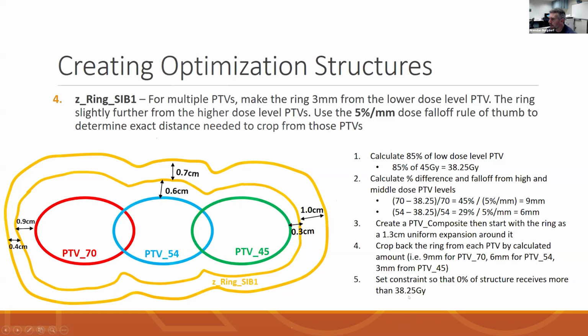And so you can see we're able to use just this one value of 38.25 gray because we calculated the fall off from each PTV to what it would take to get to that dose level. So this is really helpful in cases with multiple PTVs where you want to still contain the low dose spilling as much as possible.